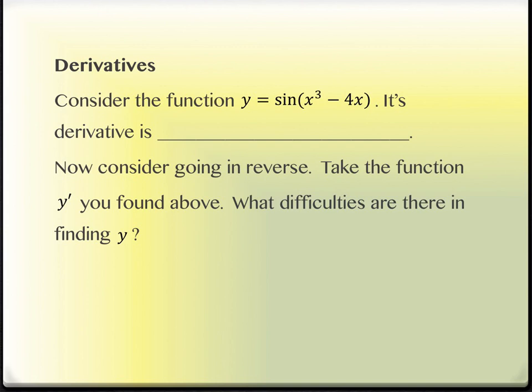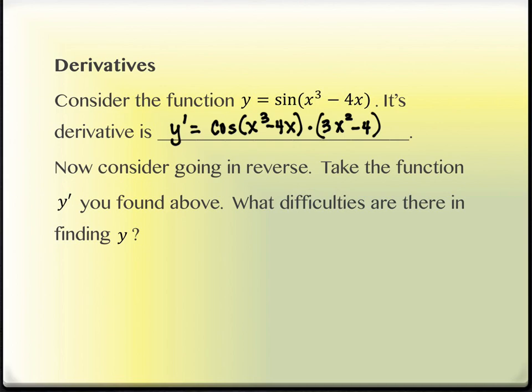So I'd like for you to think about what happens when we take the derivative specifically of something. If we have sine of x cubed minus 4x, what is the derivative here? It's a chain rule, right? So what is the derivative of y equals sine of x cubed minus 4x? Okay, so first it's going to be cosine. So cosine, and then what do we do? All right, we leave the inside the same, and then we need the derivative of the inside, which would be 3x squared minus 4. Okay, everybody good with that?